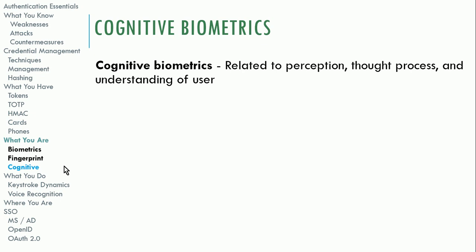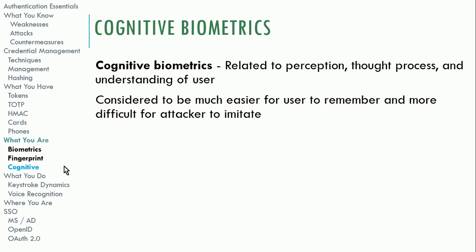Cognitive biometrics is more about how our brains work and how we do things. It's related to perception, thought process, and understanding of a user. So it's considered to be much easier for a user to remember and more difficult for an attacker to imitate, because it's difficult to imitate how someone thinks.